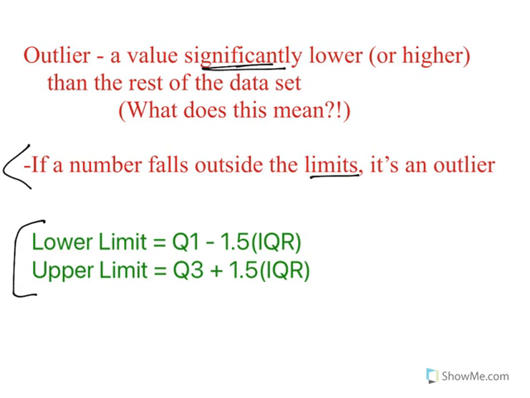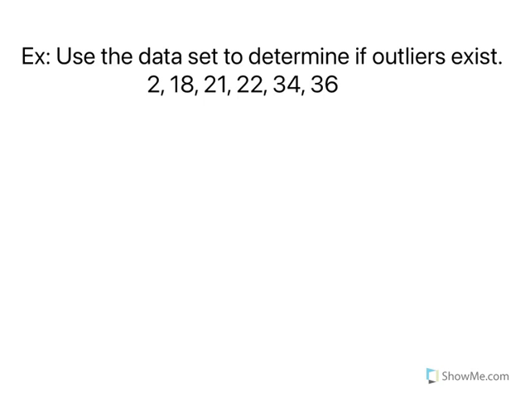So we can find the lower limit and the upper limit by using our interquartile range. The lower limit is taking the first quartile and subtracting 1.5 times the interquartile range. The upper limit, we take the third quartile and we add 1.5 times the interquartile range. So this is what we're working on. All right, let's do this.